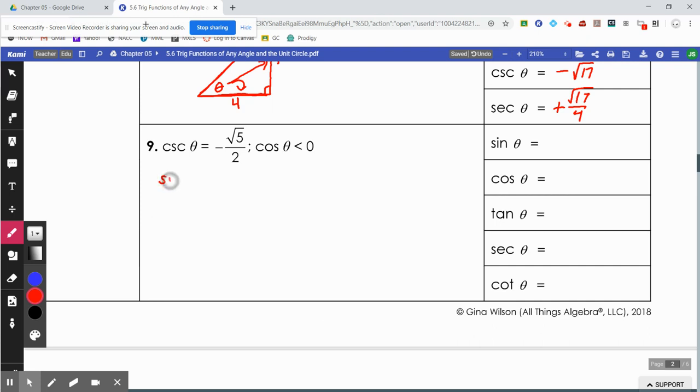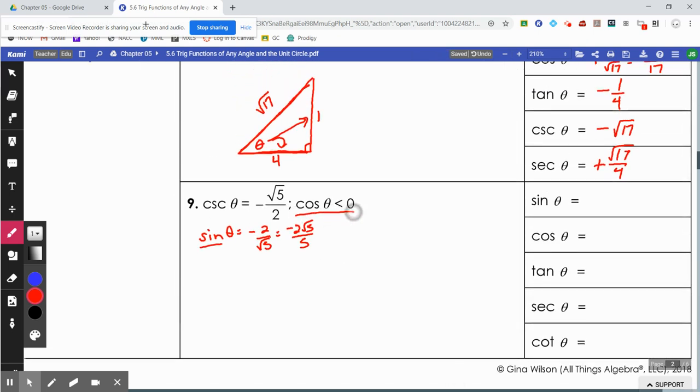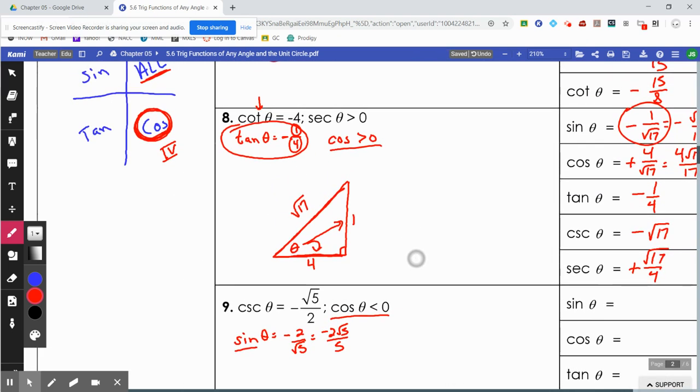Next up, cosecant. So let's go ahead and flip that. If the cosecant is negative root 5 over 2, then our sine will be negative 2 over root 5. We can rationalize that by multiplying top and bottom by root 5. It would be negative 2 root 5 over 5. So therefore, my sine value is negative. My cosine value is also, it says right here, negative. That's what less than 0 means.